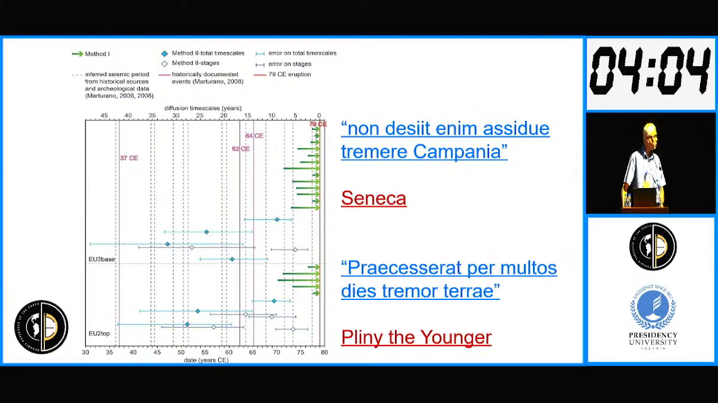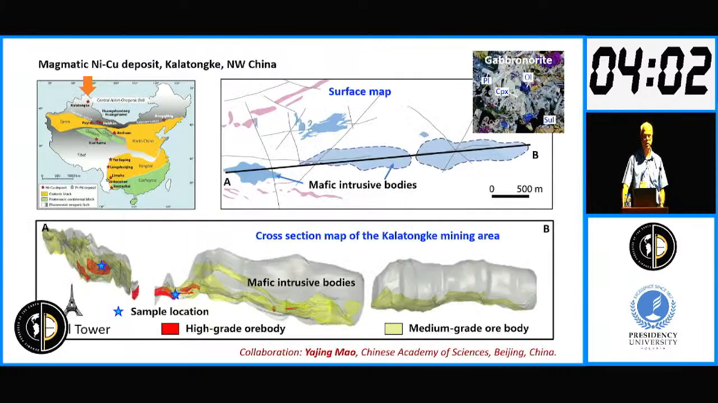Okay, so with that, I'll switch to the second part of it, which is an ore deposit. This is now an ore deposit in northwest China up here. So this is China, this is northwest China here. This is the Kalatongke ore deposit, and the bottom here is a cross section with a scale. Eiffel Tower as a scale here, so that's the size of the body. And this work is done with Yajing Mao from the Chinese Academy of Sciences, and I obviously haven't gone to the field. I've just worked on the minerals and thin sections.